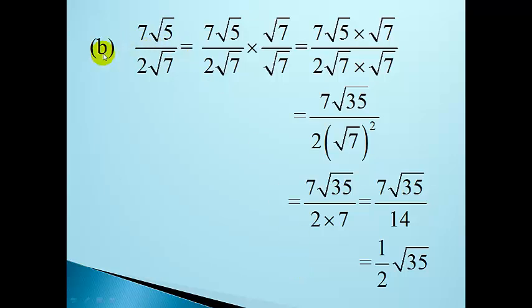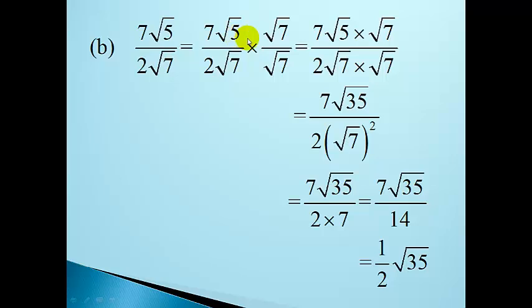Now let's look at the solution in B. 7 root 5 divided by 2 root 7. This is equal to, now to avoid division by a surd, because when we consider the denominator, the surd is root 7, because root 7 will give us decimals. So root 7 is the surd. Now to avoid division by decimals, we need to rationalize. So we multiply the numerator by the surd, root 7, then we divide by the surd, root 7.